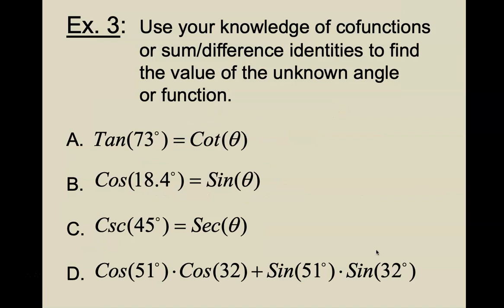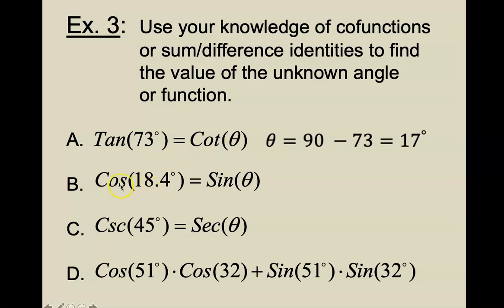Okay, example 3. Use your knowledge of cofunctions, sum and difference identities to find the value of the unknown angle of a function. This is like that one where I gave you sine of 15 and cosine of 75. If you work one of them, you can find the other really quickly in your head, rather than reworking the whole thing. So I know tangent and cotangent are cofunctions, meaning these two are equal when the 73 and the theta add up to 90. So to find theta, I just take 90 minus 73, and get 17. So in other words, tangent of 73 is the same as cotangent of 17.